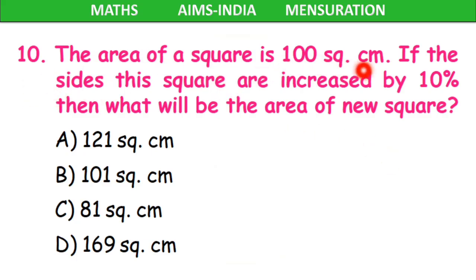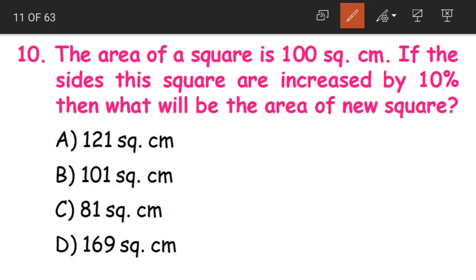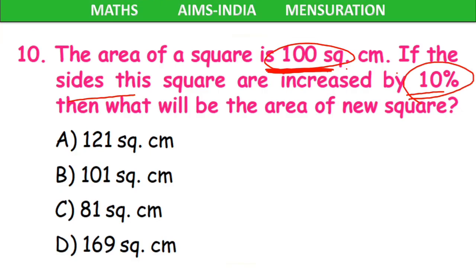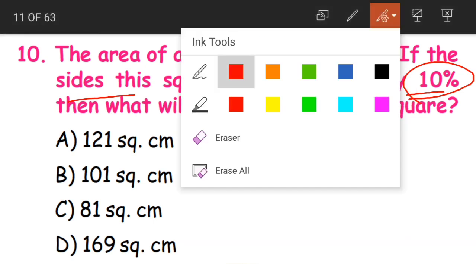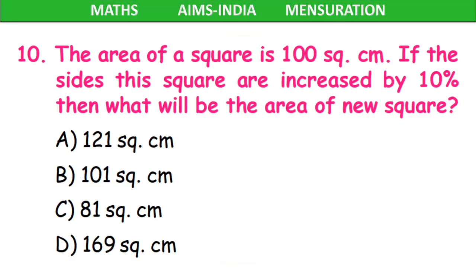Now next, coming to question 10. The area of a square is 100 square centimeters. If the side of the square is increased by 10%, then what will be the area of the new square? Now this percentage has not been covered for you. It's a very big topic. We cannot understand here. In the coming classes, when the topic comes, we'll discuss it there. So we'll skip this question for now.